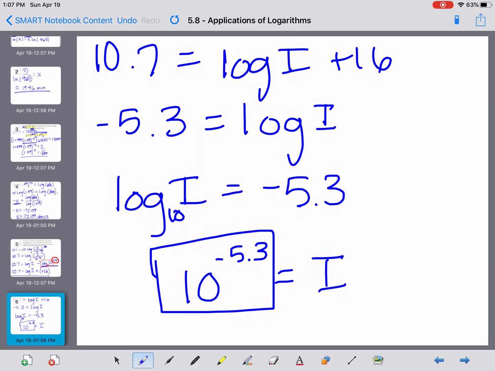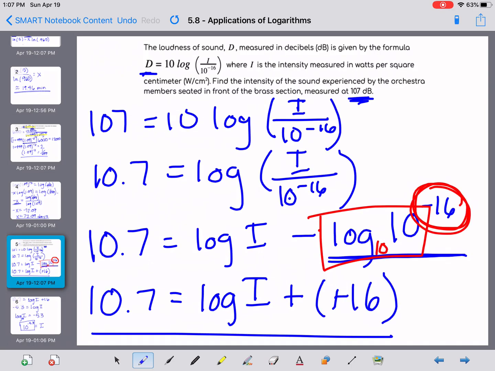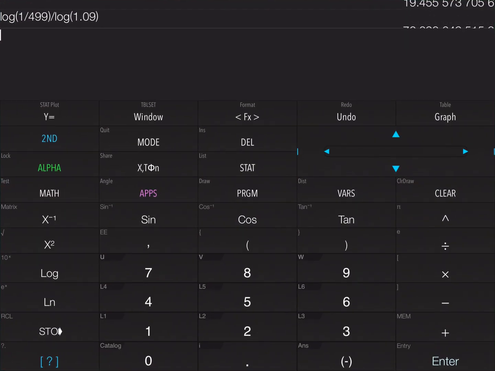So if you go through the whole thing and say, that doesn't really make sense, or I'm not 100% sure, plug it back into your original equation, which was this. So if I plug in 10 to the negative 5.3 for I, for the decibel I should get right around 107. Well, in this case, I should get exactly 107. So let's see if I do that. Let's see if that gives me what I want. See if I can do this one time through here. So let's go 10 log, parentheses. I'm going to have to use a couple parentheses.